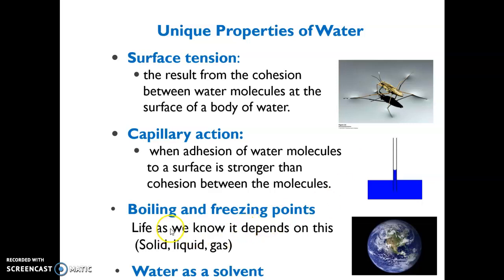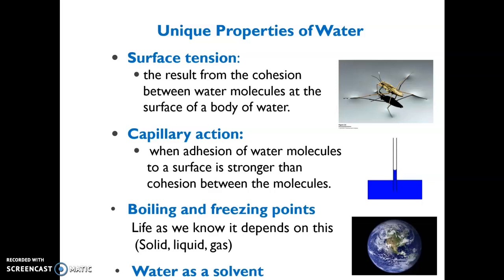The third unique property of water is its boiling point, and the fourth is its freezing point. Okay, so life on Earth depends on having at some point in time water as a liquid. At all points in time, somewhere, we need to have water as a liquid. And the Earth is a fair distance from the sun, and it's going to have a certain temperature at which water, like all chemicals, all liquids, has a boiling point and a freezing point.